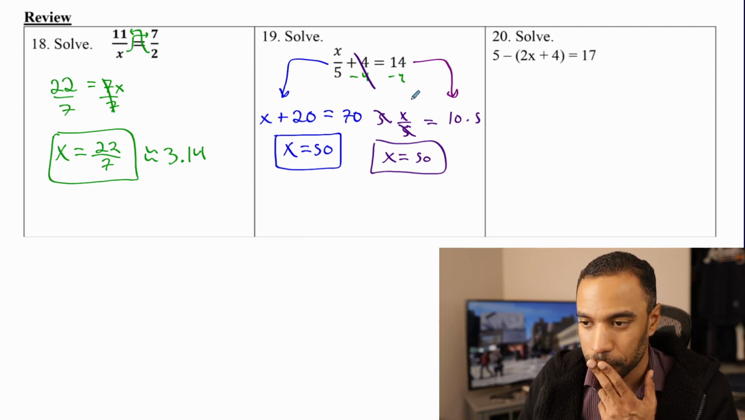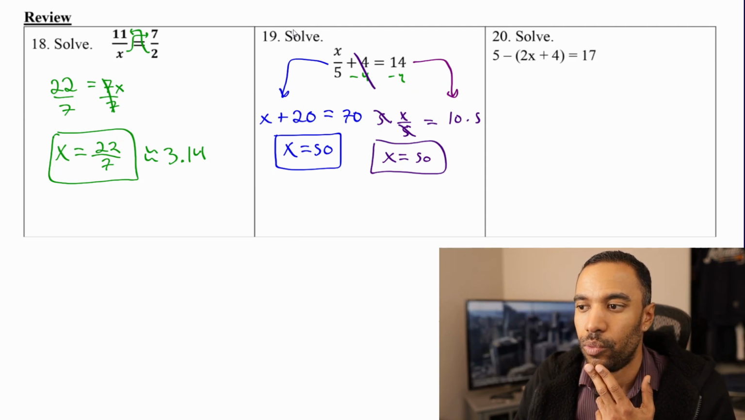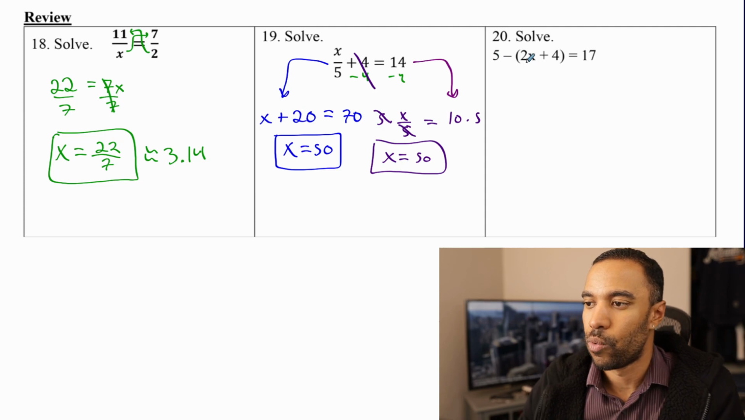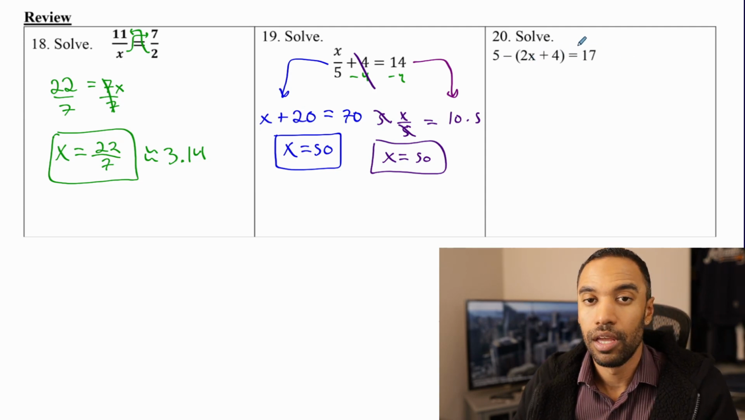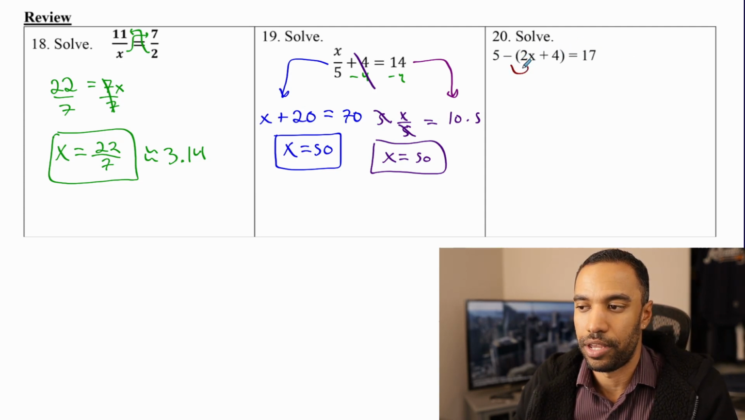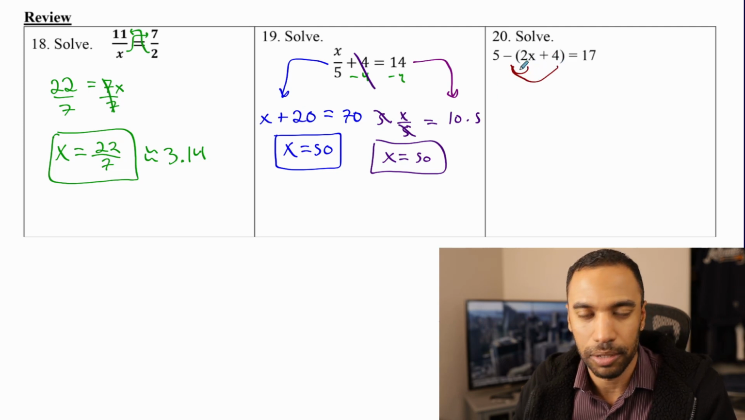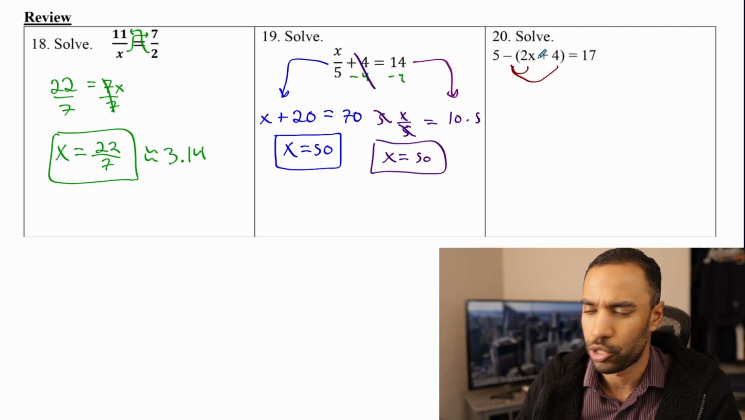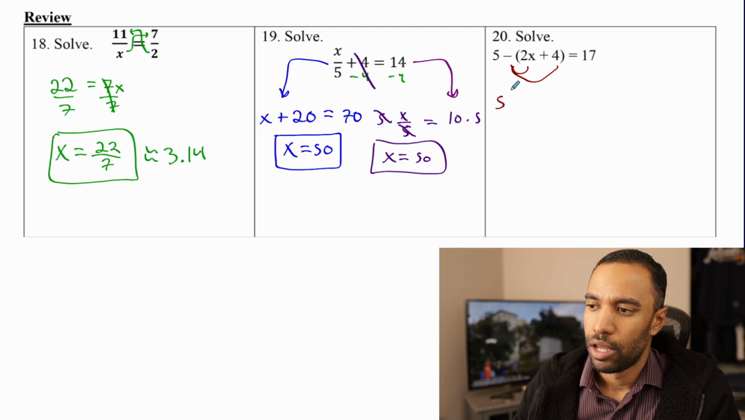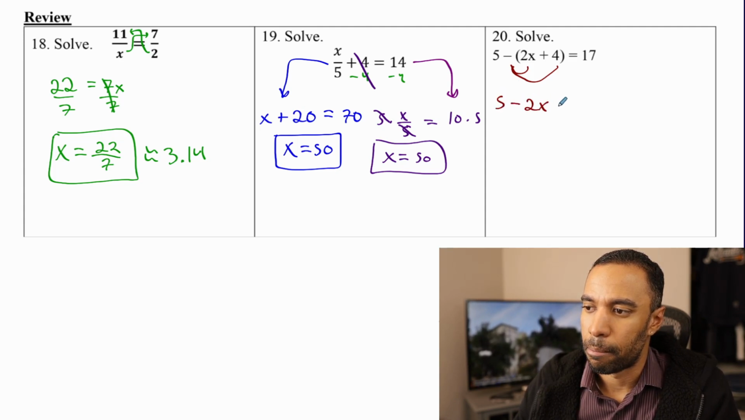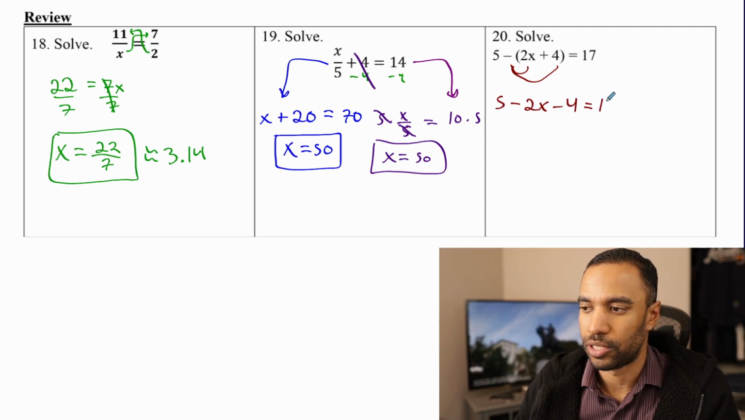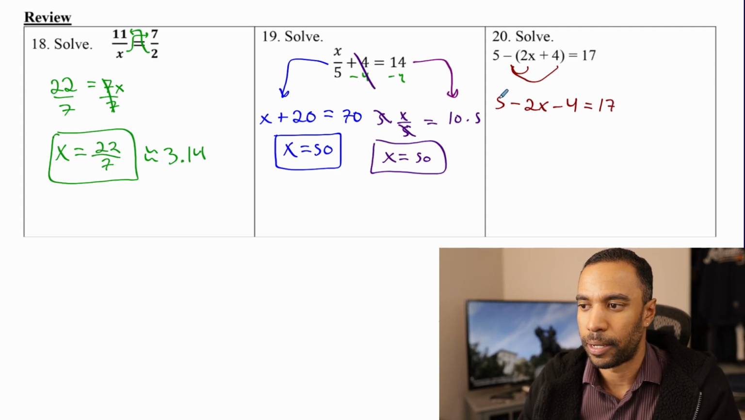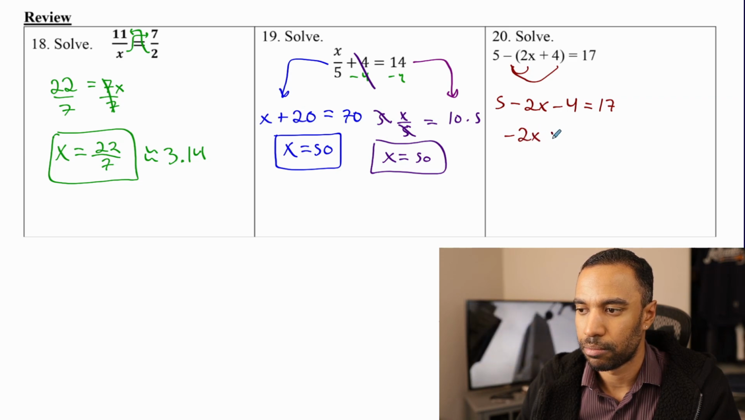That's me. All right, the last one here, we have 5 minus the quantity 2x plus 4 equals 17. Let's simplify this side of the equation first. There are other ways to do it, but let's simplify this. Let's combine like terms where we can, distribute the negative, do all that. 5 minus 2x minus 4 equals 17. Remember, that will be a minus right there. 5 minus 4 is 1, and I have negative 2x plus 1 equals 17.